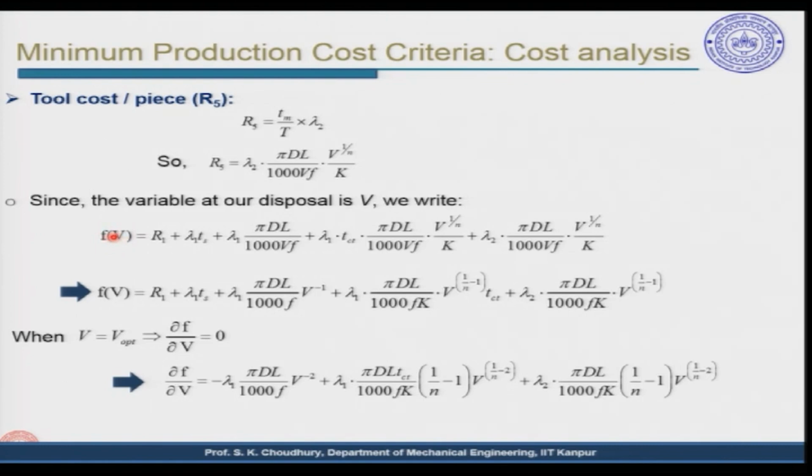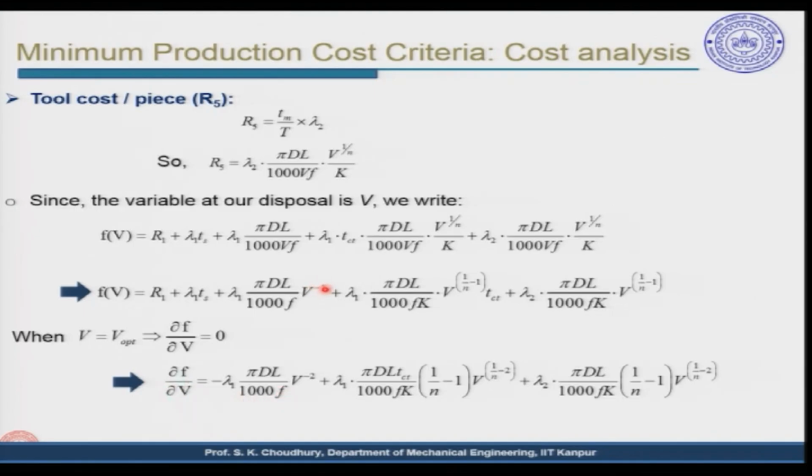So, we will segregate the terms in V, in terms of V to the power minus 1, V to the power 1 by n minus 1, and so on. Then V will be V optimum, the optimum cutting velocity. We will take the first derivative of this cost per piece equation and set it equal to 0. So, if we take the first derivative of this equation, df divided by dV with respect to cutting velocity, we will get this.